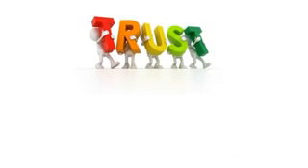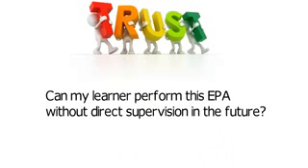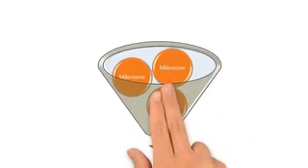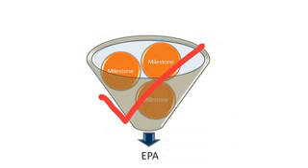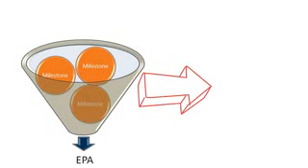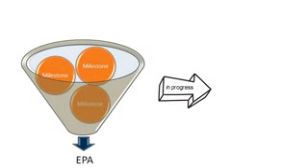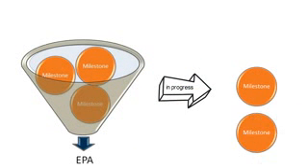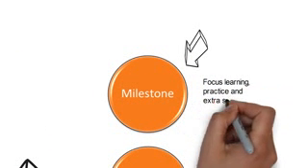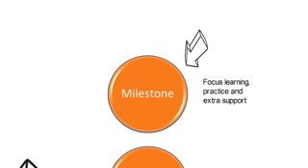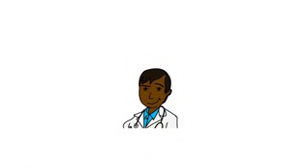And here's where trust comes in. If we think a learner can perform this EPA without direct supervision in the future, then we can entrust them with the task. If this activity is entrustable, then all the milestones within it have been demonstrated. If not, then the EPA is in progress, and you can break it down into the individual milestones and pinpoint where to focus learning, practice, and extra support.